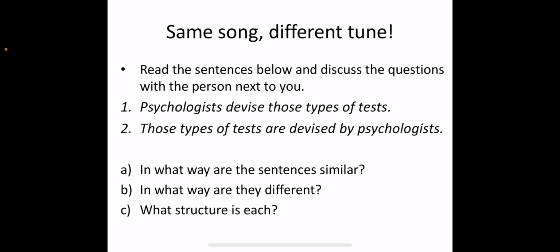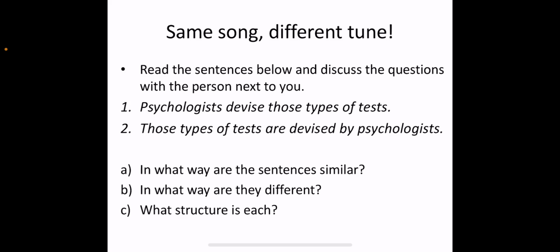But now, in which way are they different? It's kind of obvious to our eyes that the order of the different parts, the different words, is different. Because psychologists in number 1 is at the beginning, but in number 2 is at the end, and vice versa. Those types of tests in number 1 is at the end, but in number 2 is at the beginning. So the order is different, the structure is different. So if the structure is different, then what is the structure that we are using in number 1? And what is the structure that we are using in number 2? Do you know? Probably you know.